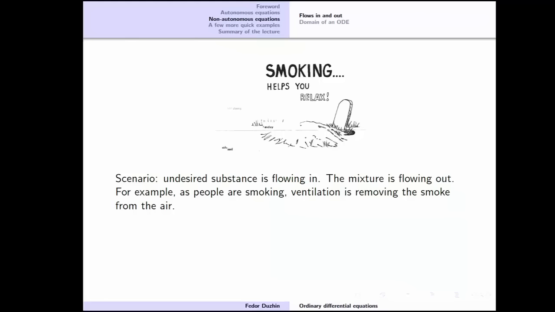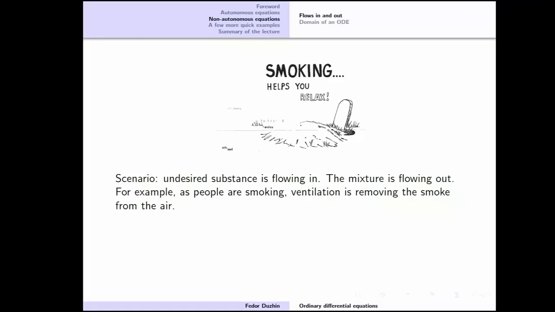Now we have discussed modeling with autonomous equations, so let us do modeling with linear equations. And the scenario that I want you to think about is the following. Imagine a smoking lounge in the airport, right? So people are smoking, which means that the poisonous smoke is flowing in, but at the same time ventilation is removing the smoke from the air.